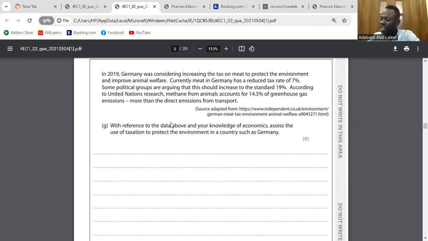Increased taxation will raise additional revenue for the German government, which it might use in financing education, healthcare, or infrastructure. Clear? Yeah. However, the demand for meat might be price inelastic. As a result, increasing taxes may not reduce its consumption and pollution. That clear? Yeah. So we'll stop there.